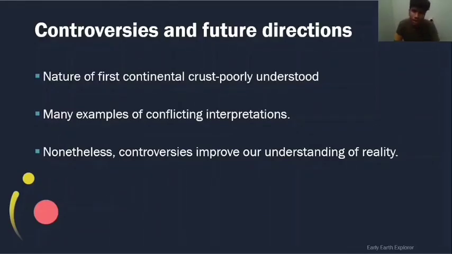But again, the exact composition, whether it was tonalitic or granitic, is again a subject of debate. So yes, there are many examples of conflicting interpretations, but these controversies are important because they challenge our status quo. We are able to reinterpret the data and entertain all kinds of ideas. So we get closer to reality only when we have controversies. So that's a good thing in that manner.